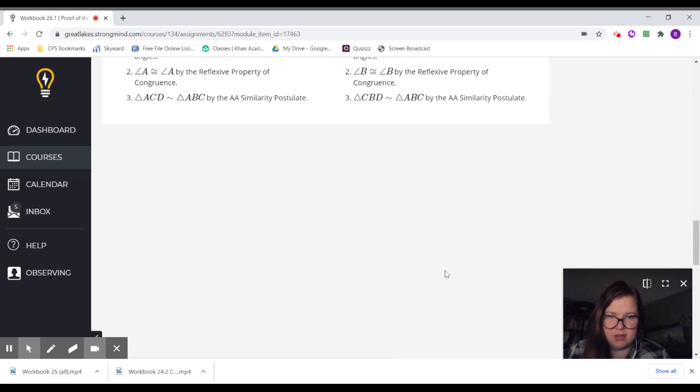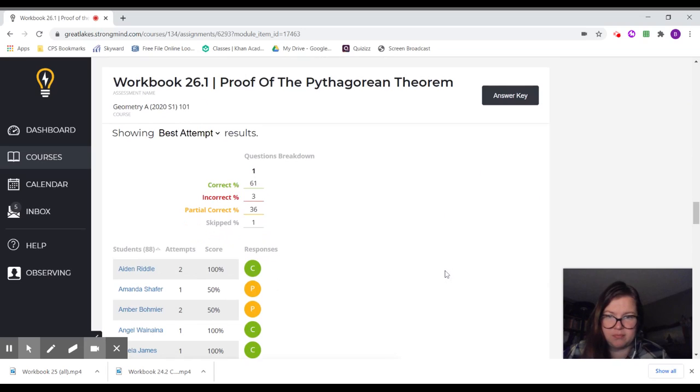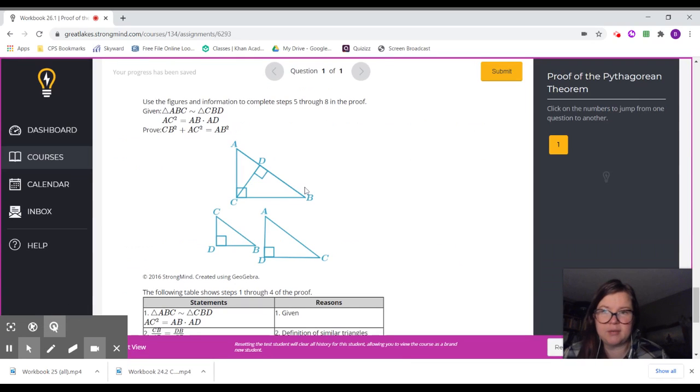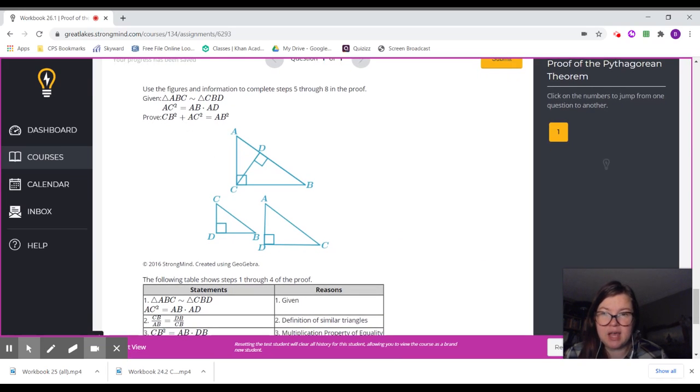Okay, so coming down to the actual proof, there's the answer key, and I can't see it because I'm not in it as a student. So I will pause here. Okay, here we go. So we have used the figures and the information to complete steps 5 through 8 in the proof. So we're given that ABC, that's the big triangle, is similar to the medium triangle, CDB. And we know that AC squared is equal to AB times AD.